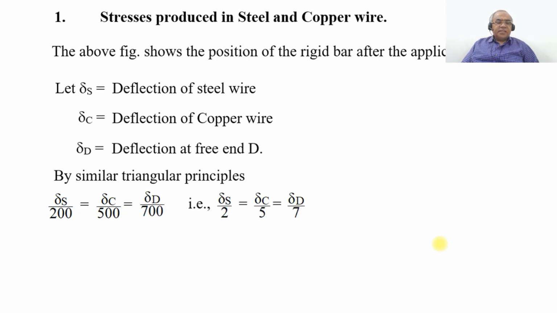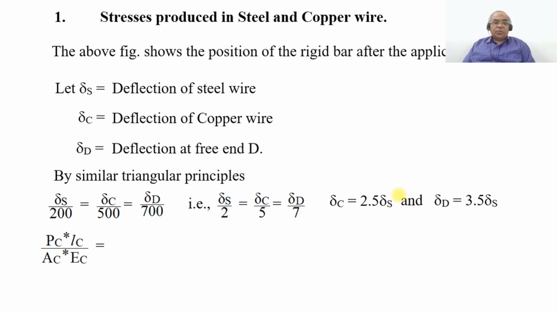Then delta S by 2 will be equal to delta C by 5, that is equal to delta D by 7. So what is delta C? Delta C is 5 by 2 into delta S, so 2.5 into delta S, and similarly delta D will be equal to 3.5 into delta S. So you are expressing the deflection of the points C and D in terms of delta S. That's all. So once you do that, what will be the deflection of delta S?